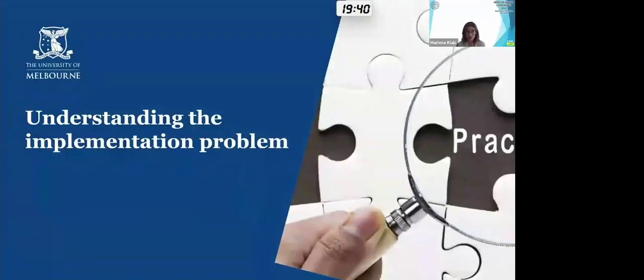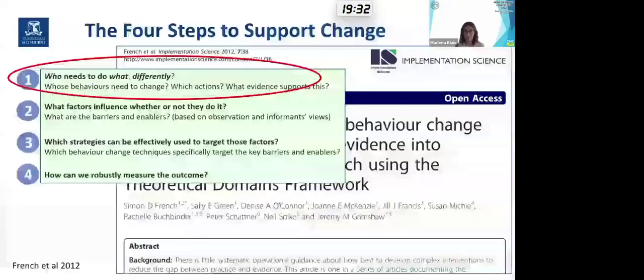So this method that I'll discuss is what I would call a more traditional approach to implementation research, where we begin with the implementation problem. Simon French and colleagues detailed a series of steps to help guide researchers, managers, even clinicians through a stepped process to behaviour change. And I really like this 4-step process because it's iterative and it makes it simple to follow if we want to implement something new into practice.